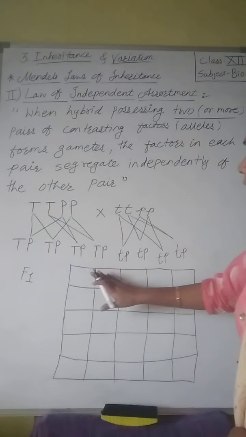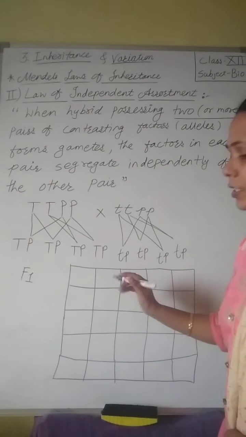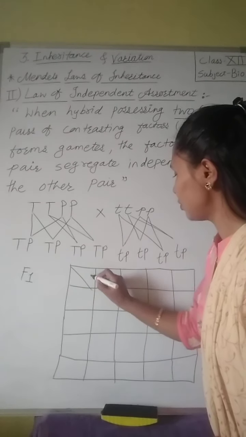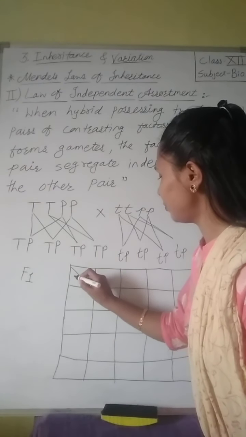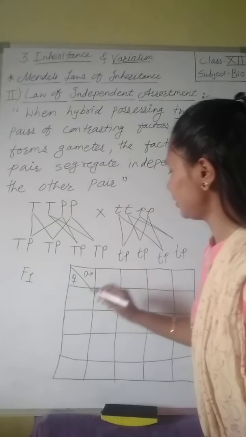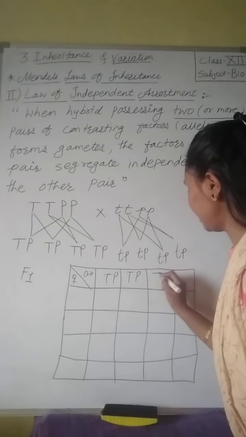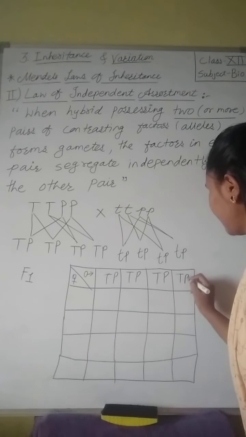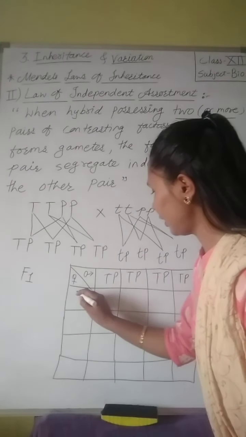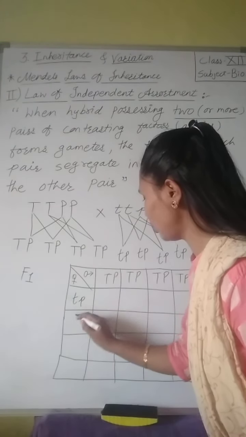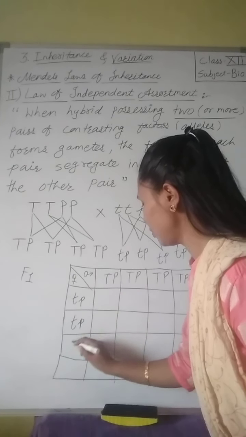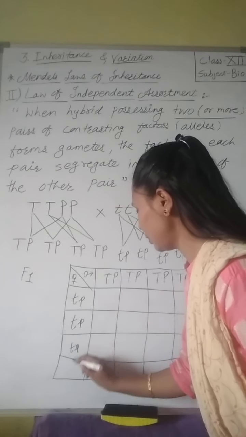So we can use these and put the dominant one here and the recessive ones here. Male gametes go this way and female gametes go this way. So capital T, capital P. Everywhere we can write down the same thing. Here we can write down the recessive one: small t, small p, small t, small p, small t, small p.